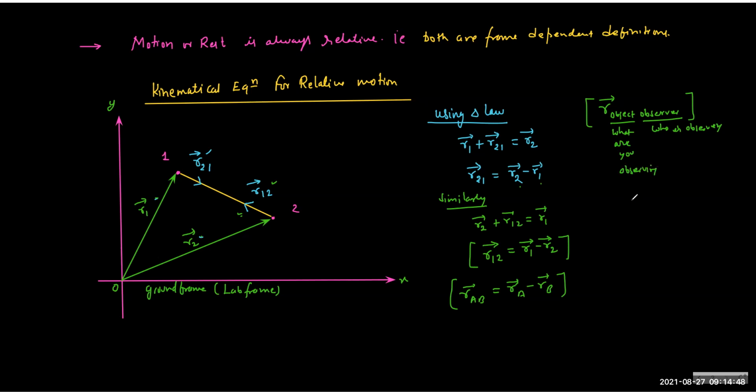So now this notation is not very difficult, or is it difficult? No, it's very easy. So R21 is how much? R2 minus R1. So what is R12? R1 minus R2.